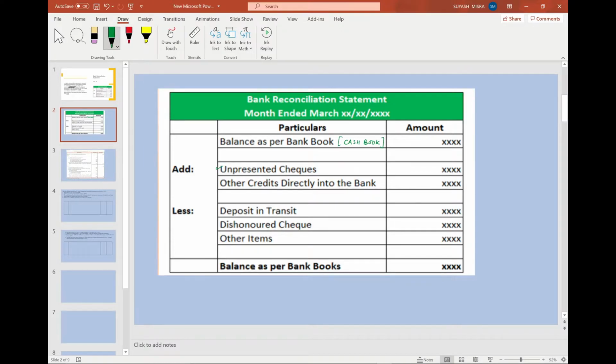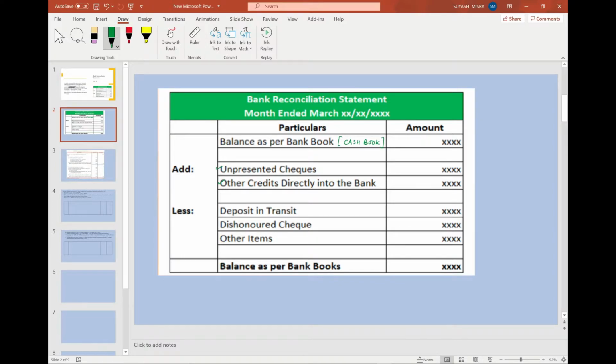There are other credits directly into the bank which are added. Slowly, when you start doing one example, you will get to know how we are actually doing the posting of the transactions.